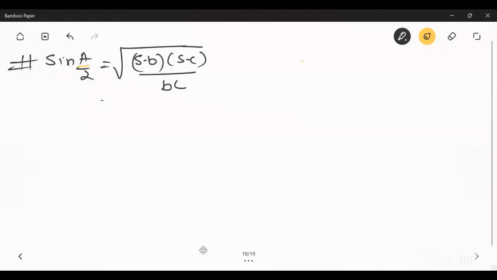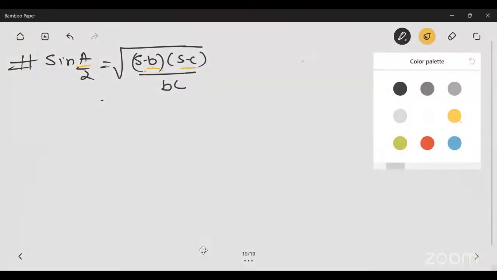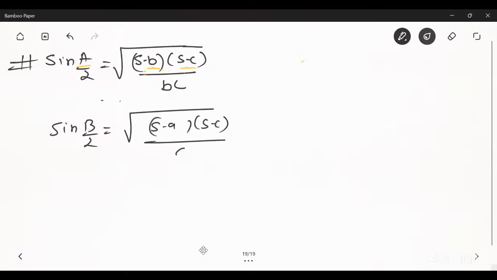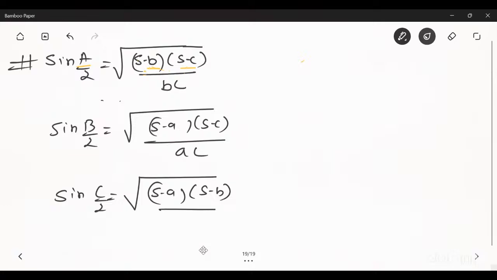So S minus of any side, B or C: if you take B here, then you can take C, and upon the two sides which you have taken, BC. Similarly, how can we find the formula of sin B by 2? Which two sides will not come here? A and C. So (S minus A)(S minus C) upon AC. And the formula of sin C by 2 is under root of (S minus A), and which two sides will be left? A and B, (S minus B) upon AB.